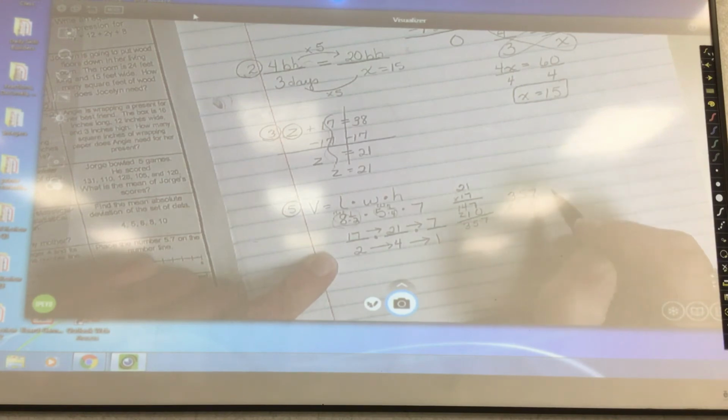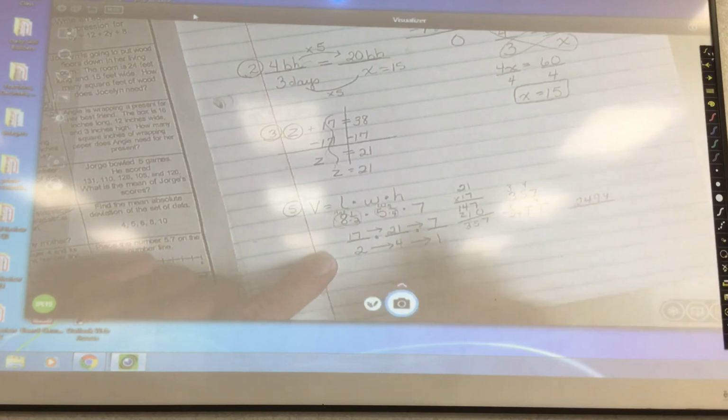Times 7. So 7 times 7 is 49, 7 times 5 is 35, plus 4 makes 39. 7 times 3 is 21, plus 3 makes 24. So I have 2,499 over 2 times 4 is 8.